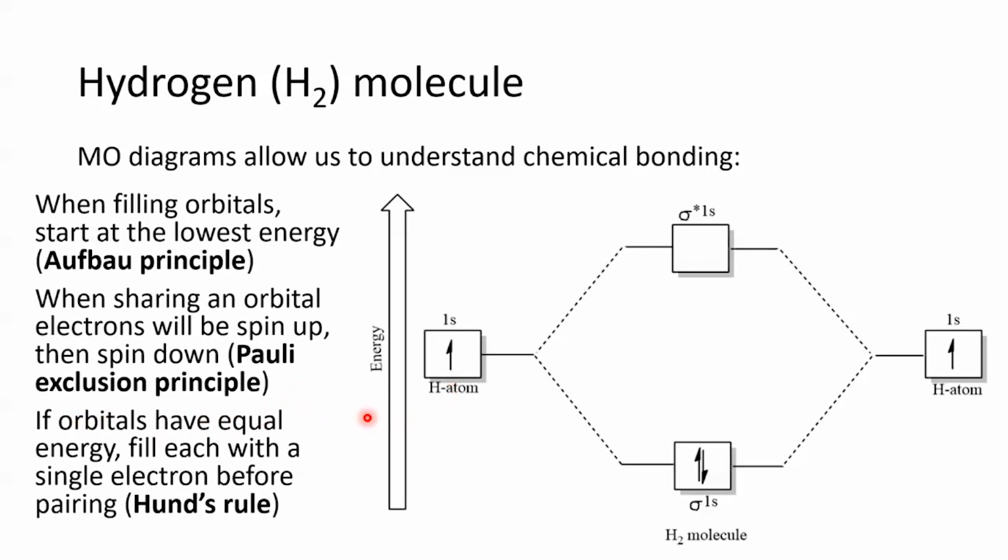Now the last thing we need to consider when we're filling up molecular orbitals is that if two orbitals have identical energy, we need to place a single electron in each orbital before we start doubling them up. And like we said before, first electrons we apply are going to be spin up. So that's a combination of Hund's rule combined with the Pauli exclusion principle.